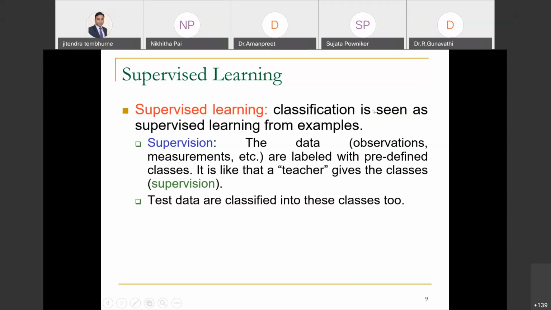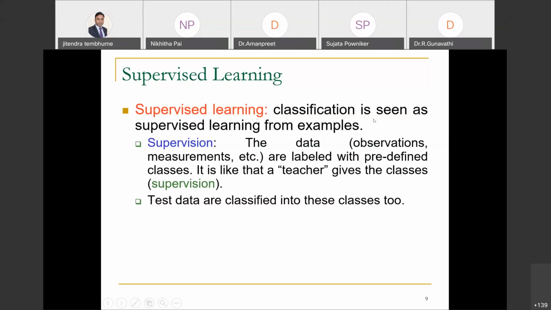Classification is seen as supervised learning from examples. The examples are given. Let's say a simple example: I am going to show pictures of a dog and pictures of a cat. You know that from childhood your brain has been trained accordingly. So the moment I show you, you will say, okay, this is the picture of a cat and this is the picture of a dog. This is because the supervision has been done on you before that. In childhood, it was told to you that this is the cat, this is the dog. That supervision was already done by your parents or by the teachers.